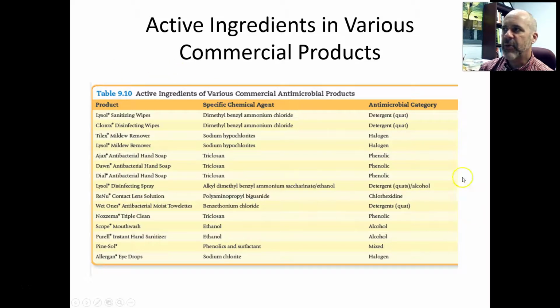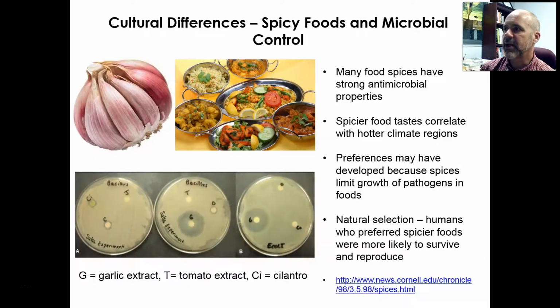Take a look at the table in your book, which just shows you some pretty common commercially available antimicrobial chemicals out there. It's kind of interesting just to take a look at this and see the specific chemical agent, that's your active ingredient, that's present in each of those, and then what category they fall into. Is it a detergent or a quat, halogen, phenolic, alcohol, etc.? That's pretty interesting to take a look at.